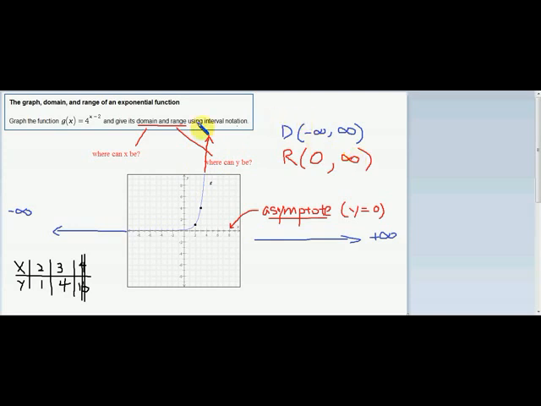So this is the video where we're not going to move the asymptote. I'll make another video where the asymptote is not on the x-axis anymore.